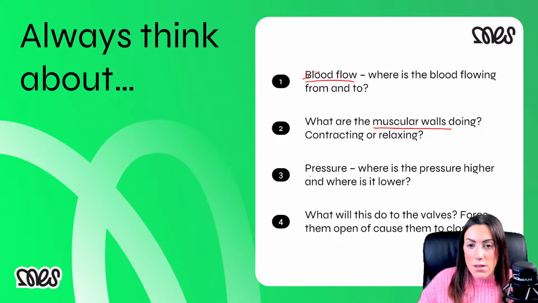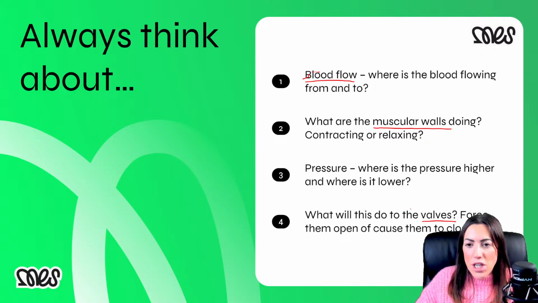Pressure, right. Talk about pressure. The cardiac cycle is all linked to pressure, as a lot of topics are in biology, particularly if we're thinking about the human body. So talk about where the pressure is higher. Is it higher in the atrium because the atrium is contracting, or is it higher in the ventricle because the ventricle is contracting? Where is it higher and where is it lower? That will affect the valves, you see, which is the 4th important point.